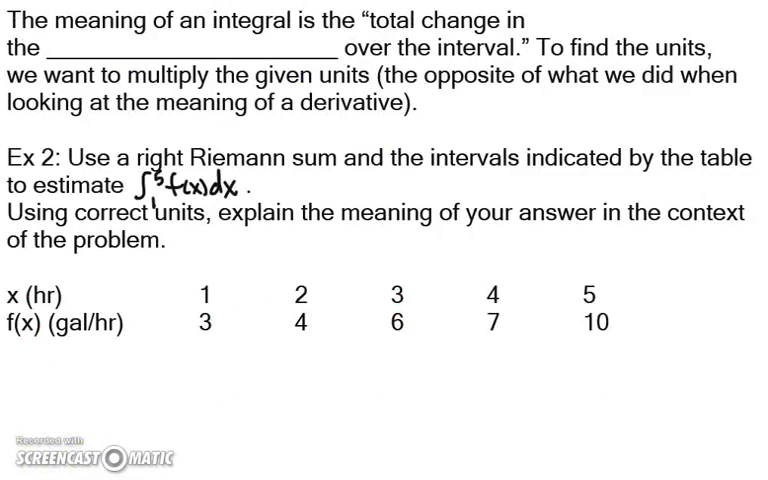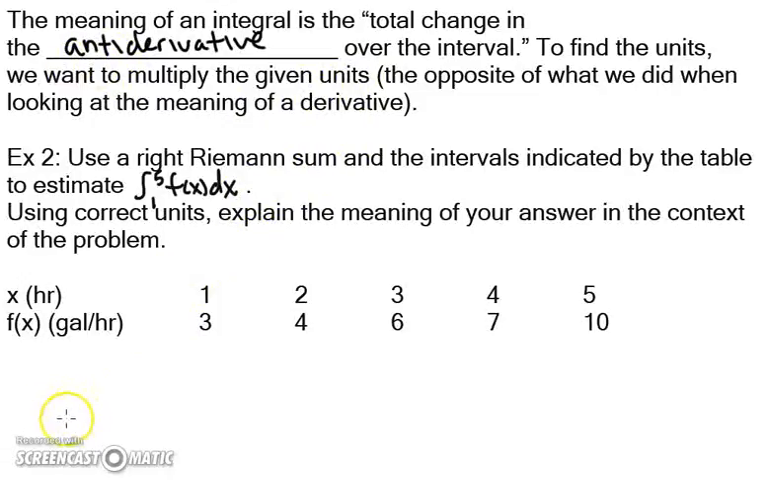All right, so we have the meaning we got to talk about. So the meaning of the integral is going to be the total change in the antiderivative over the time interval. So the units are going to be found by multiplying the units that were given. So that's the opposite of what we did when we were finding a derivative. Derivative, we divided. So opposite of a derivative, this time we want to multiply.